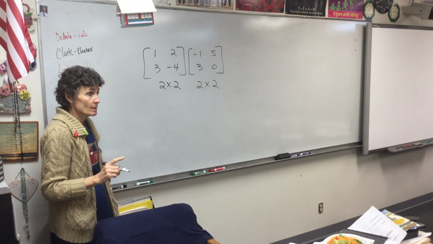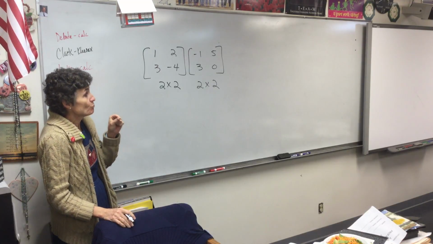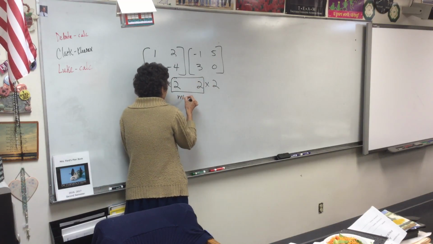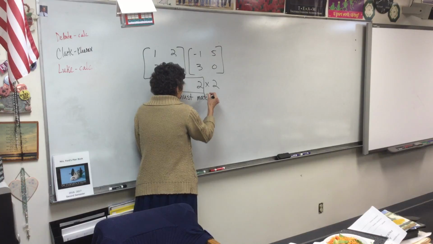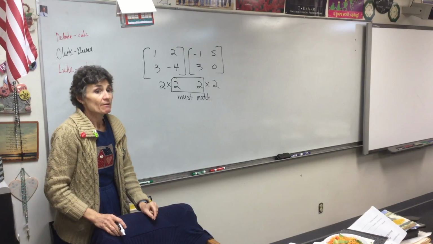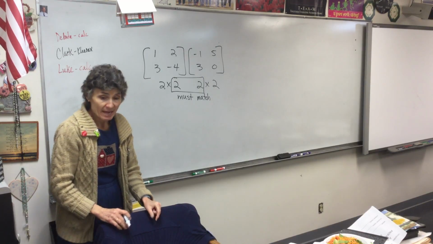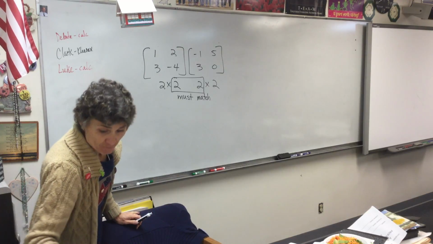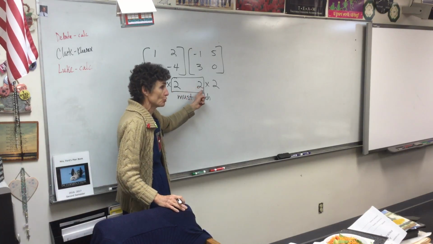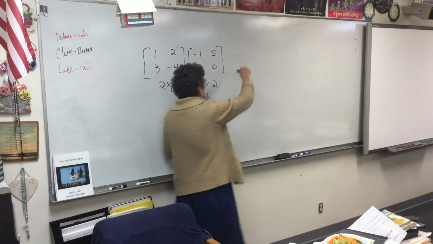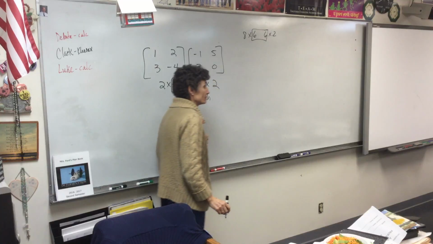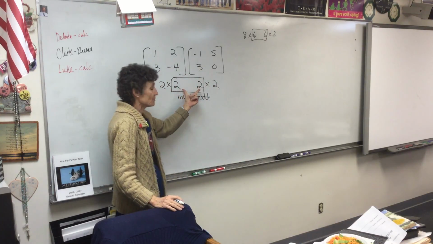Everybody okay? If they're going to be multipliable, these two numbers must match. Notice, I didn't say they have to be the same size. If you're adding and subtracting, they have to be the same size. If you are multiplying, the only rule is these two have to match. So you could have an 8 by 6 and a 6 by 2 and multiply. The rule for multiplication is these two match.